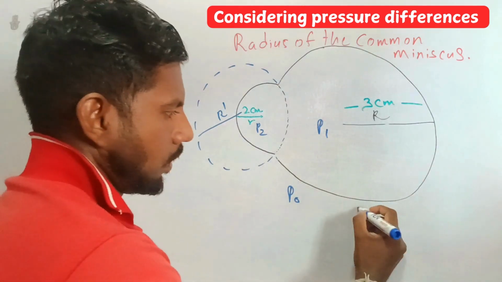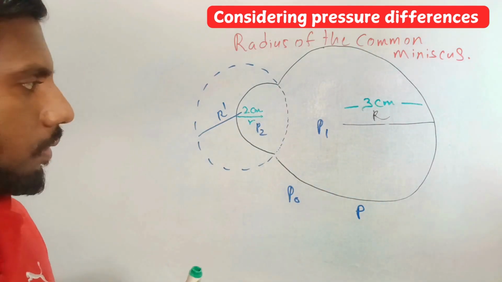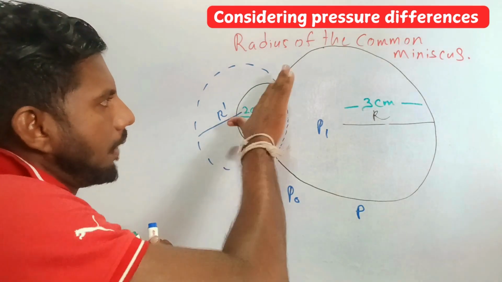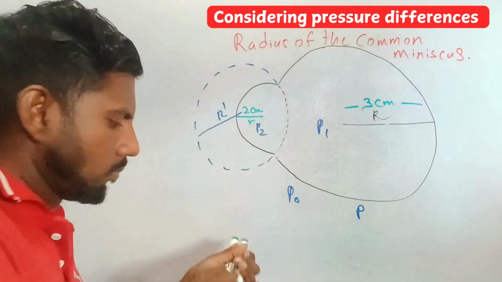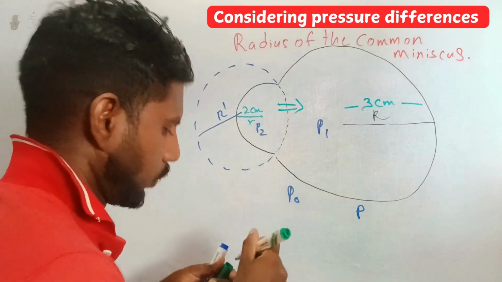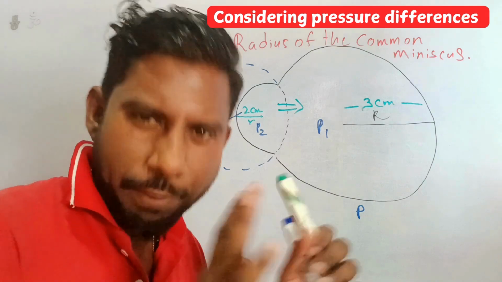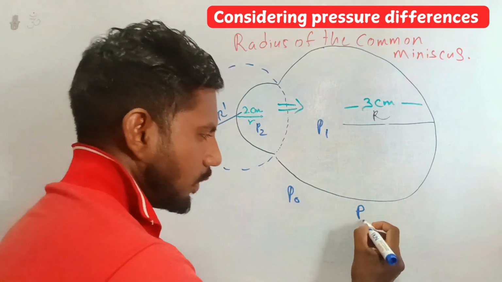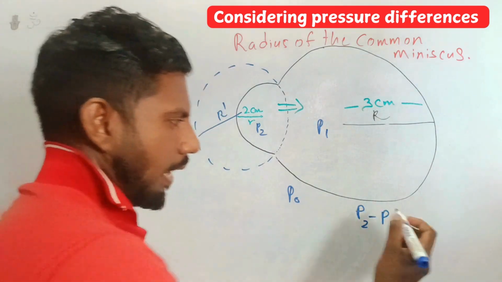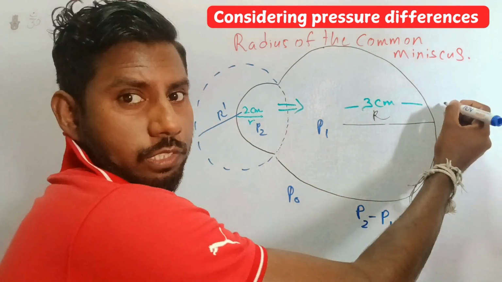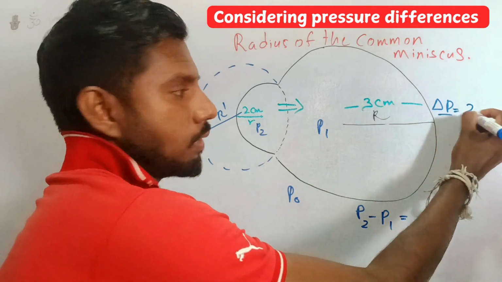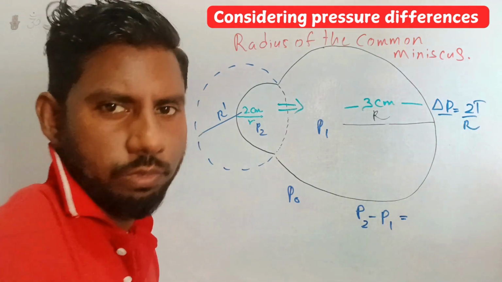Which one is greater, P1 or P2? You can see it's bent in this direction, so that means P2 is greater. So I'm going to write P2 minus P1, because P2 is greater. Then I assume the normal equation. You should know the normal equation: delta P equals 2T over R.